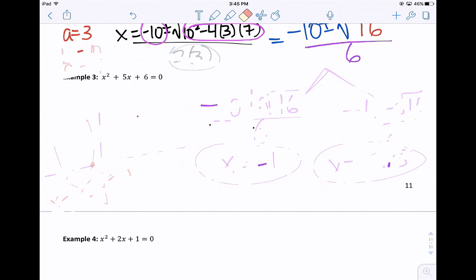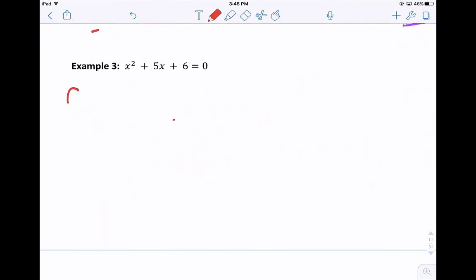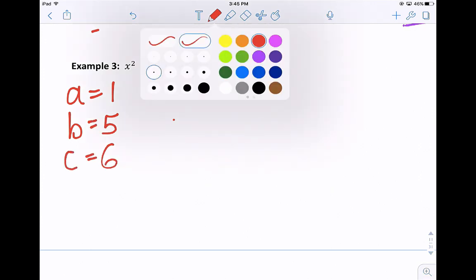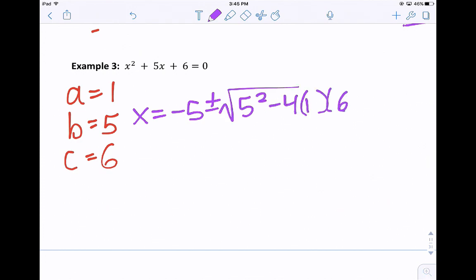Okay, so the next one, x equals opposite b. Oh, first we have to find a, b, and c. So first up, a, b, and c. A is the number next to the x squared, here it's 1. B is the number next to the x, here it's 5. C is the number by itself, here it's 6. So x equals opposite b plus or minus the square root of b squared minus 4ac all over 2a.